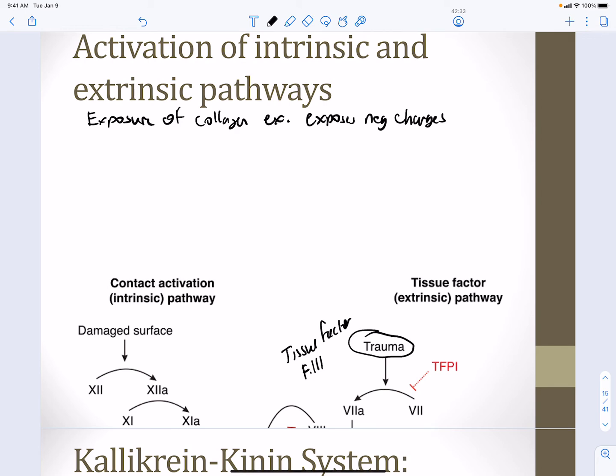And this is a cofactor for the activation of factor 7. And then tissue factor 3 is going to be a cell surface glycoprotein that has the ability to bind to phospholipids.